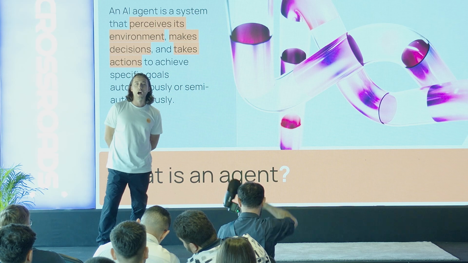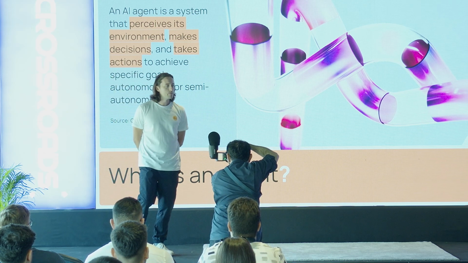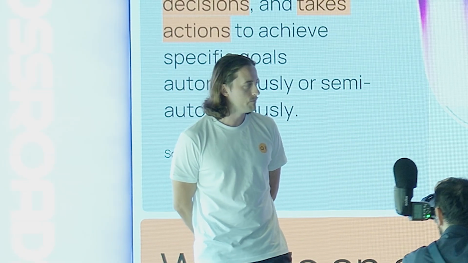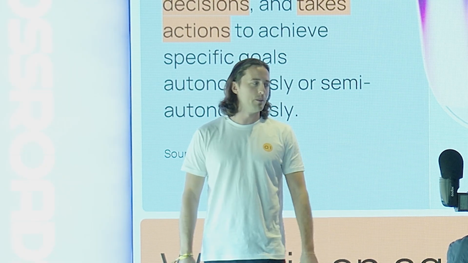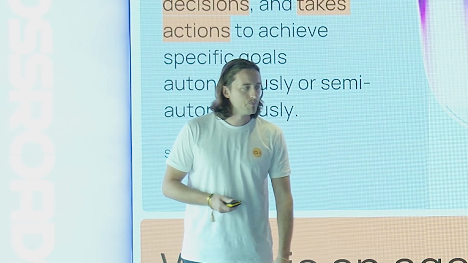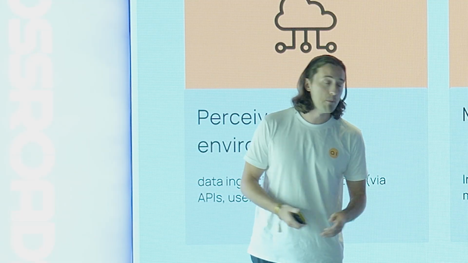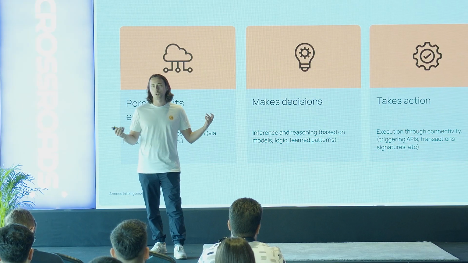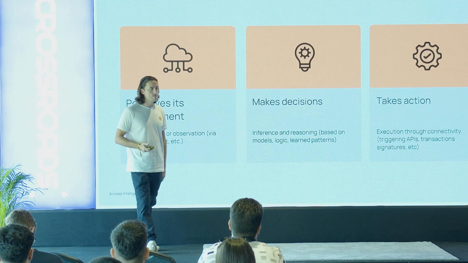So before we dive into why they're useless and annoying, let's just define what an agent actually is. I asked ChatGPT for a definition, found it sufficient. An AI agent is a system that perceives its environment, makes decisions, takes actions to achieve specific goals, either autonomously or semi-autonomously. So 3 things there. It perceives its environment, that's data ingestion or observation. They make decisions, so that's inference or reasoning. And they take action, so execution through connectivity.